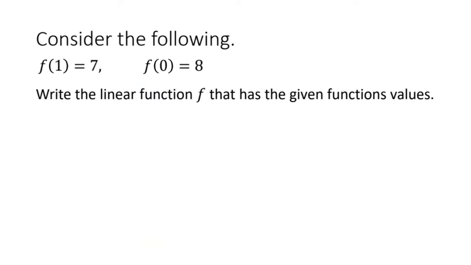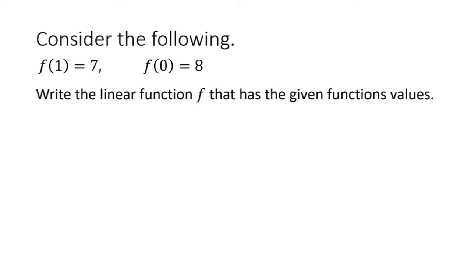All right, let's consider this new example. Consider the following. f(1) is equal to 7, f(0) is equal to 8. Write the linear function f that has the given function values. All right, so for this one, if we want to find a linear equation, the best one to use again is our slope-intercept form, y equals mx plus b. But again, we would need to know our slope and we need to know our y-intercept.